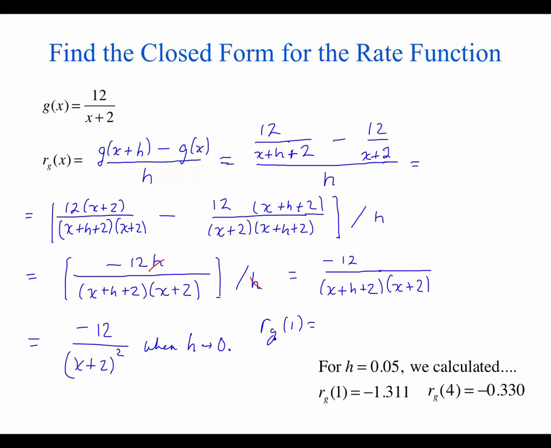The rate of change of g with respect to x when x equals 1 is going to be negative 12 over 9, right? Or negative 4/3, which is negative 1.333. Pretty dang close to what we calculated. What about the rate of change of g at 4? It's going to be negative 12 over 36, negative 1/3.